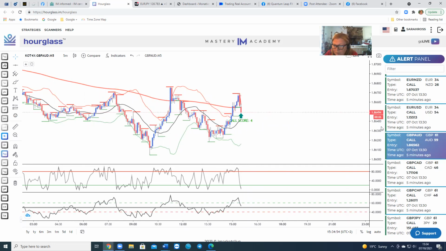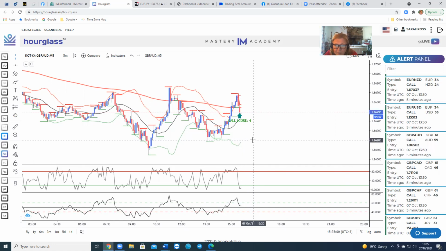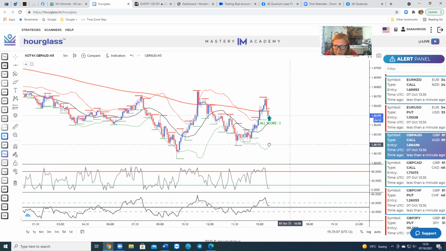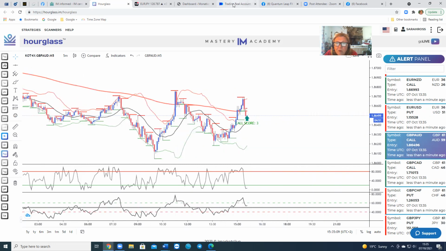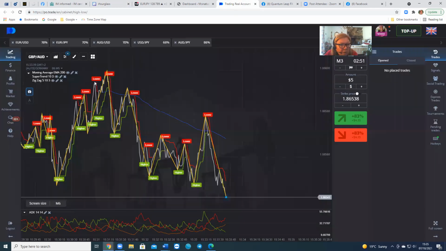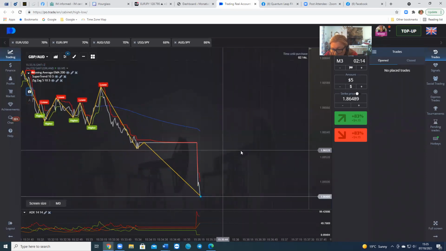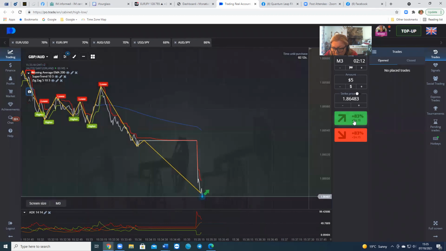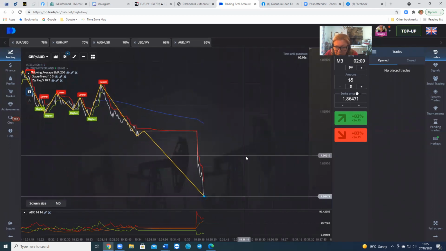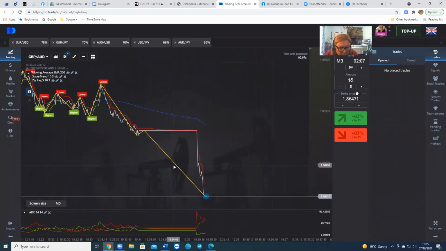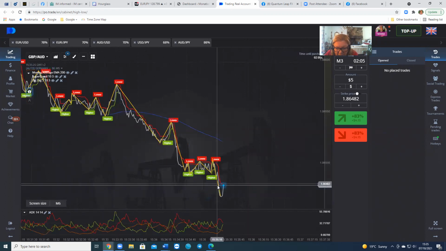Let's see what happens. 5 seconds to go before the new 5-minute candle at 35. Just wait for this to turn from 5 minutes, so that's a call at 496. It's a call score of 3 at 496. It's just dropped right down. So I'll take it.